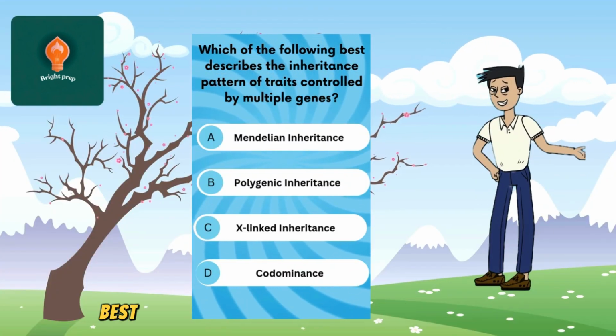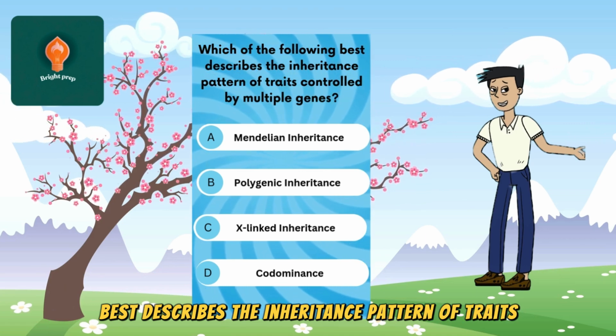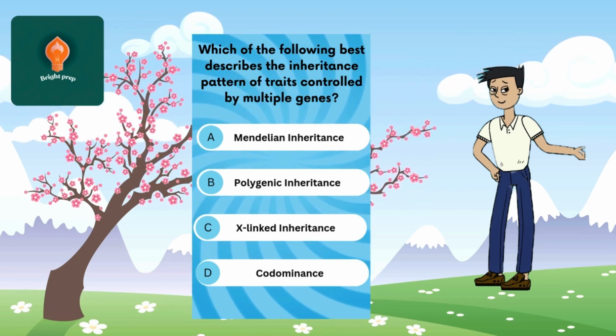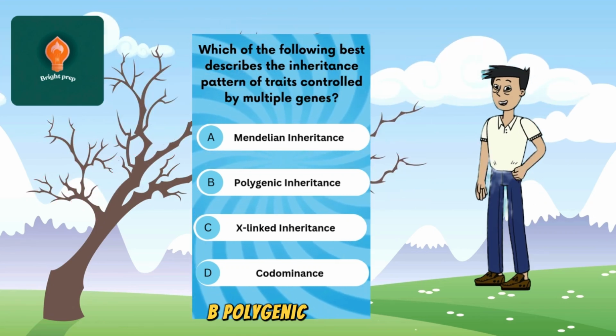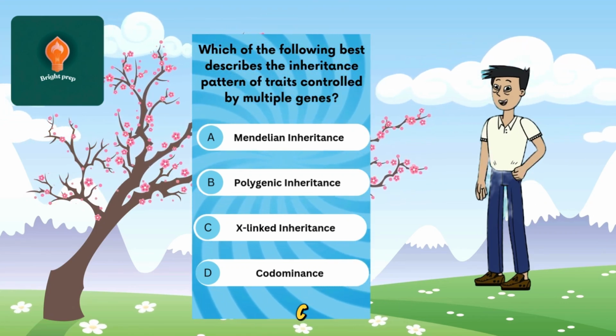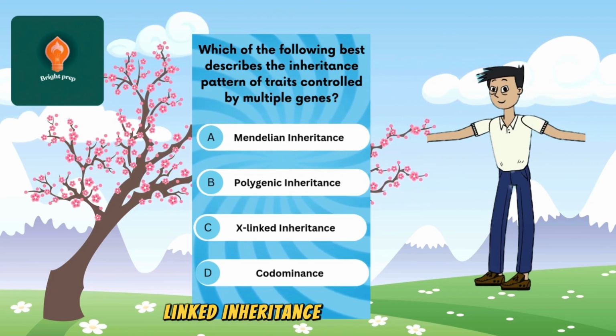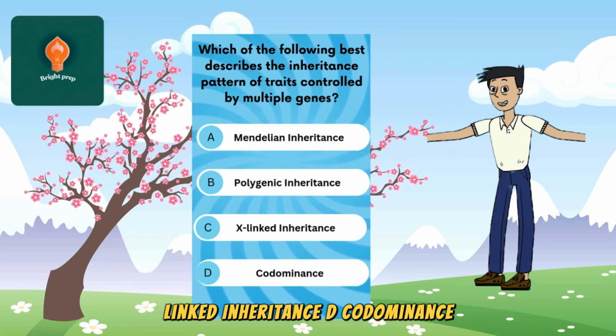Which of the following best describes the inheritance pattern of traits controlled by multiple genes? A. Mendelian inheritance. B. Polygenic inheritance. C. X-linked inheritance. D. Codominance.